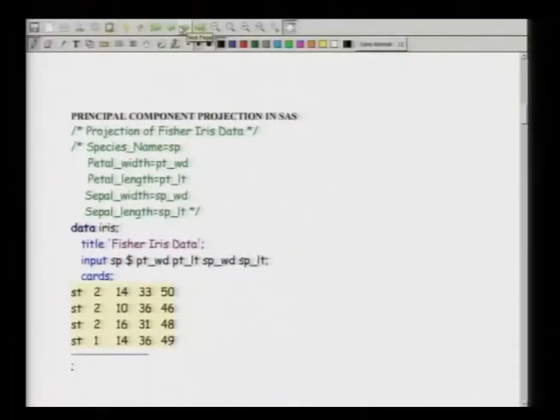So, the next thing is the SAS code for calculating the principal component. These are comments anyway, put within this /* and */. We have stored this data and named it as iris. It is given in this editor itself. We have input the data with the cards statement, and these are the 4 characteristics: petal width, petal length, sepal width and sepal length.